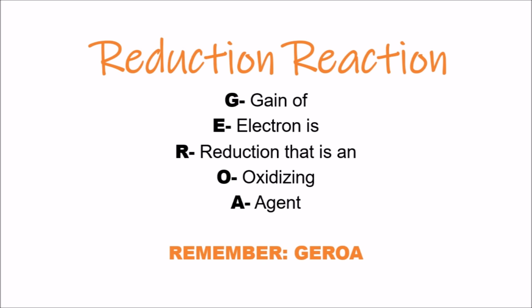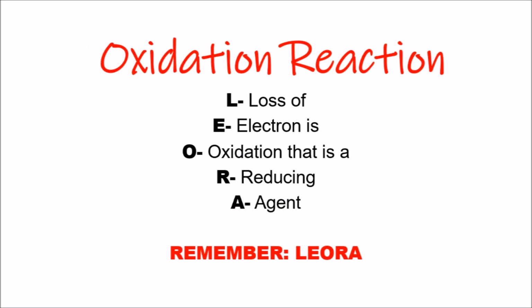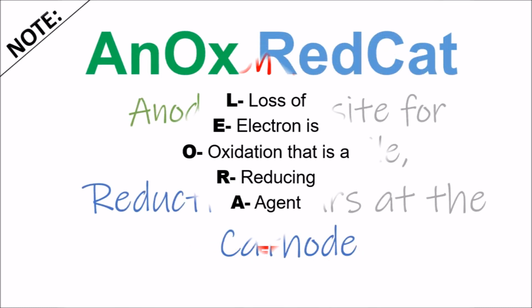In reduction reaction, the mnemonic that we need to remember is GAROA, which means gain of electron is reduction, that is also called an oxidizing agent. On the other hand, the mnemonic device for oxidation reaction is LIARA, which means loss of electron is oxidation, that is also called a reducing agent.